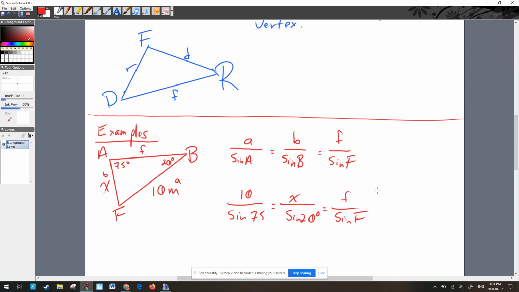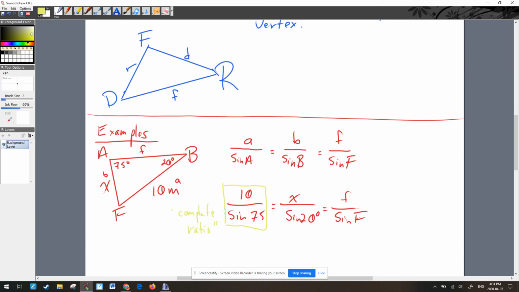Now, here's what we have to have after we have gotten to this step. What we need to look for, it's super important. If you don't have it, you can't progress. You have to have this. You have to have a complete ratio.